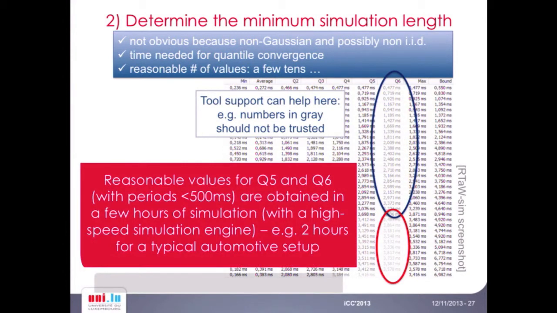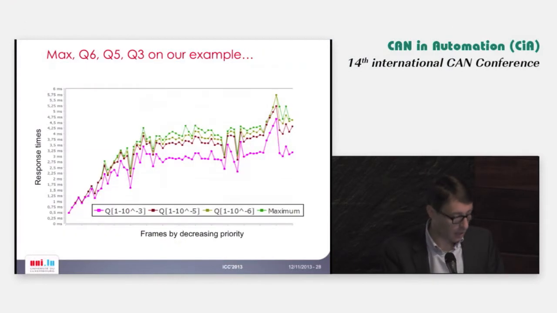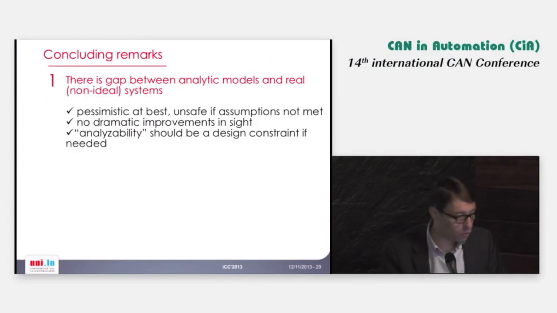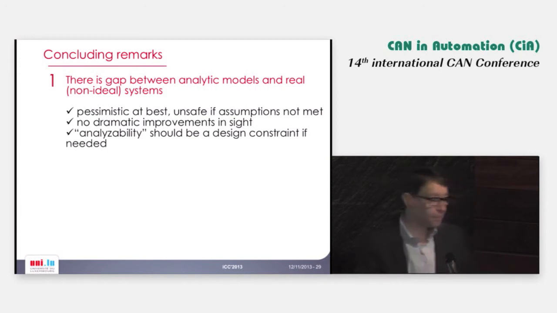Now, just to give you an idea, for typical systems, Q5 or Q6 are okay. You can obtain that with a few hours of simulation. With the automotive example, 2 hours of simulation were enough to obtain Q6. I'll skip this slide and move on to the concluding remarks.